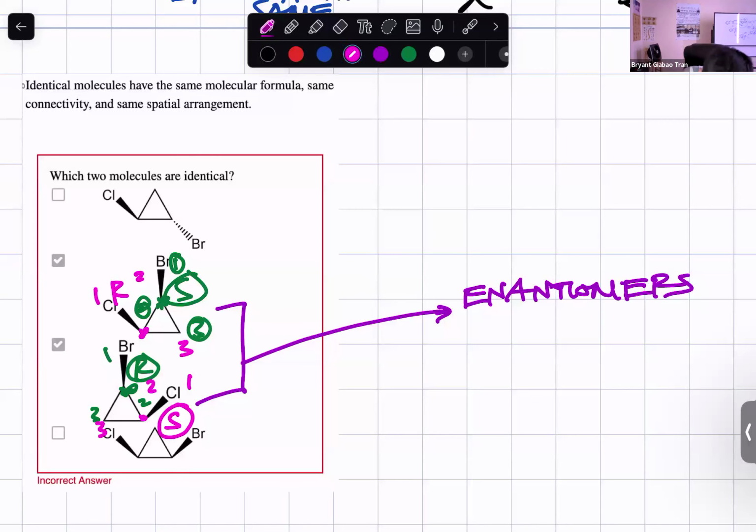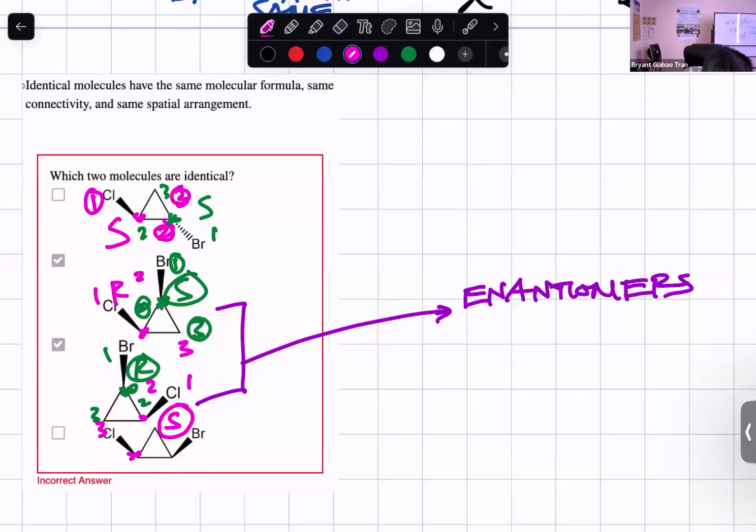So if we look at this one right here, this is going to be 1, 2, 3. That's S. That's going to be 1, 2, 3. It looks R, but it's actually S. So that's S, S, R, S. Let's look at this one.